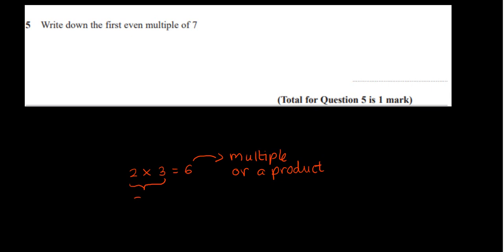Okay, just on a side note, so multiples of 7 are numbers in the 7 times table. So if you write the numbers in the 7 times table, 7, 14, well 14 is even, 7 was odd, so 14 is the first even multiple of 7. Right, next.